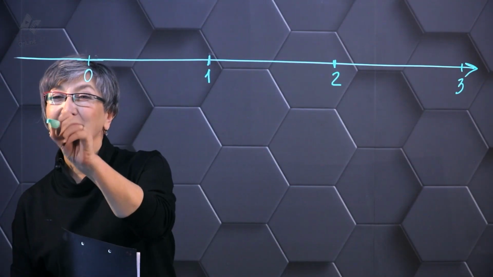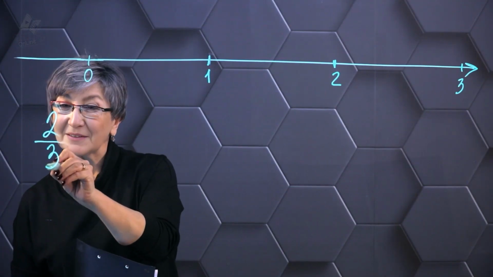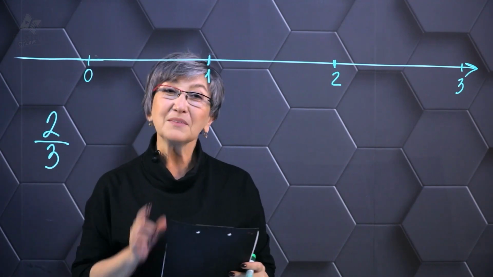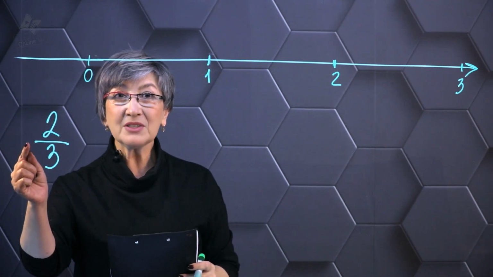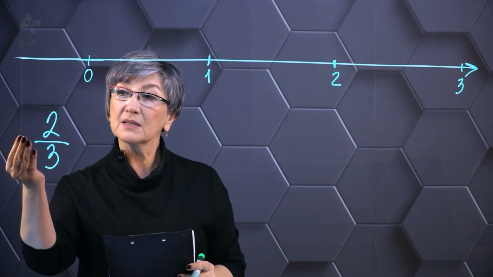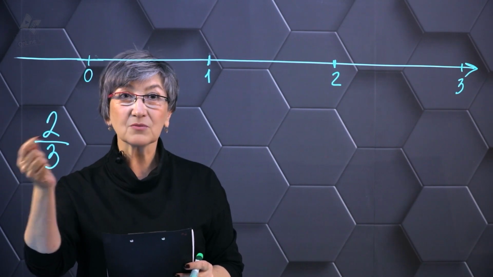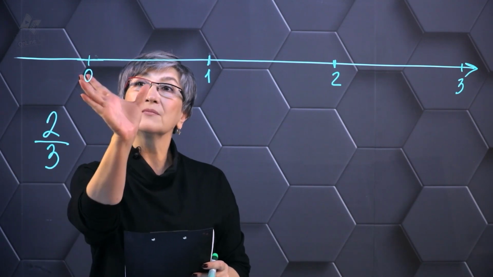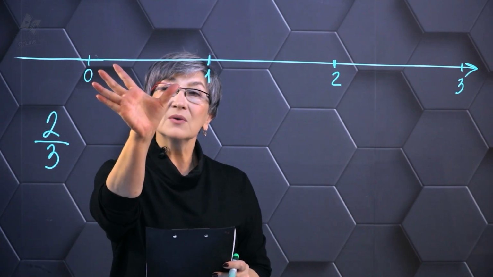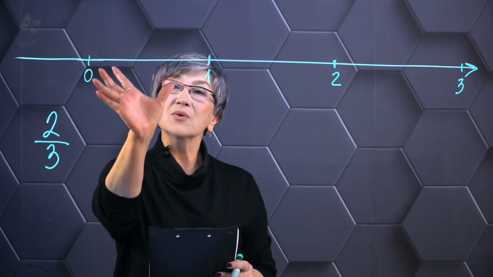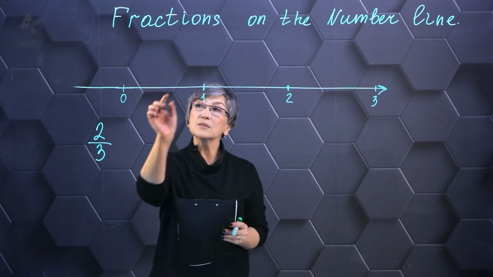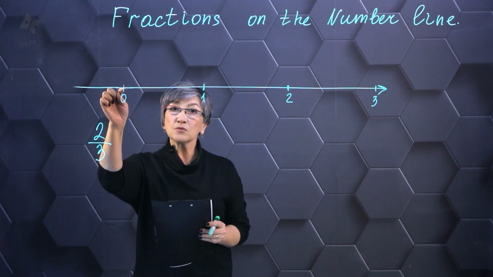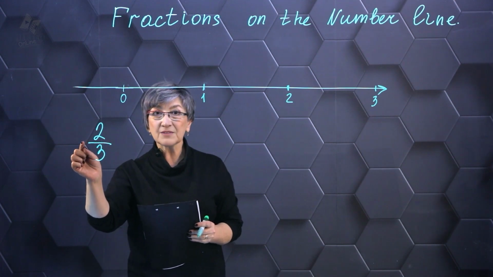So I need to show the fraction 2/3. What do I have to do? Step 1, I pay attention to the whole part. There's no whole part written down here, so it's 0. So I have to select on the coordinate line the segment from 0 to 1. I start my movement from 0 because I have an integer part equal to 0.